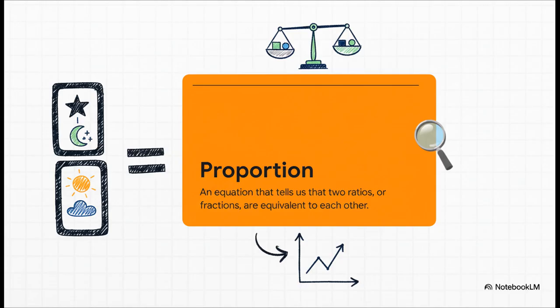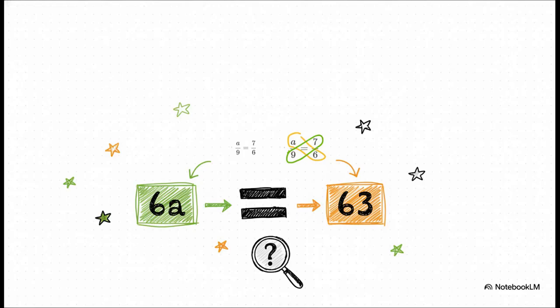Here, the ratio a/9 is the exact same as 7/6. And here is that amazing shortcut. It's called cross multiplication. You literally multiply in a diagonal line like a big X right across the equal sign. So the a multiplies by the 6 and the 9 multiplies by the 7. And just like that, the fractions are totally gone. You're left with a super simple one-step equation. 6a equals 63. I mean, how easy is that?